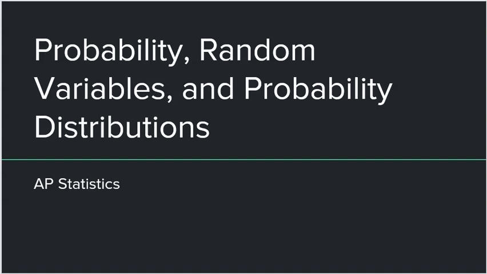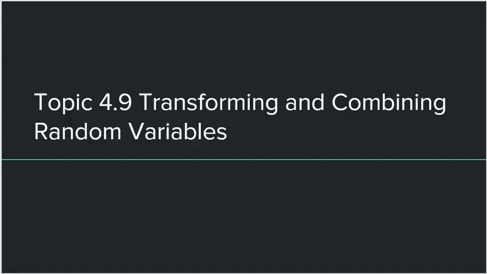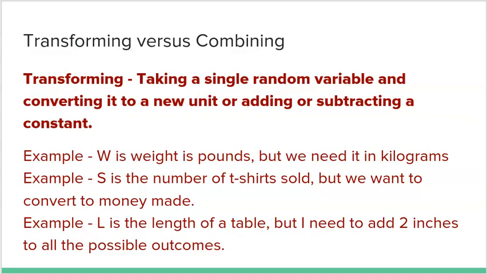All right, welcome to Unit 4 on probability, random variables, and probability distributions. In this video, we are going to talk about topic 4.9, transforming and combining random variables. First, let's make sure we understand the difference between what I mean by transforming versus combining.